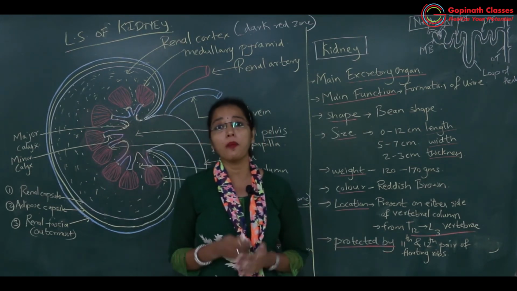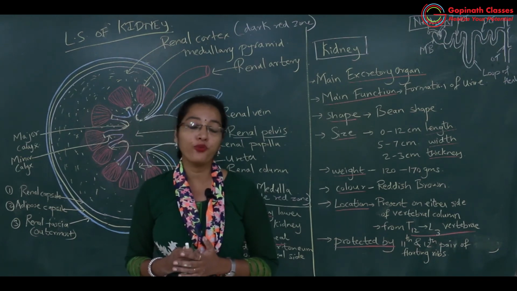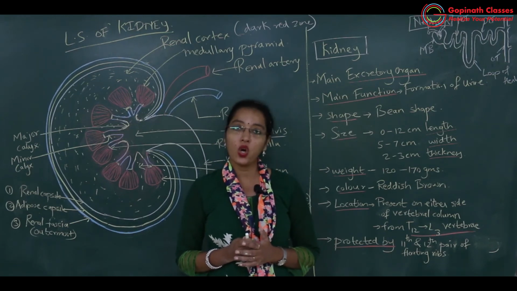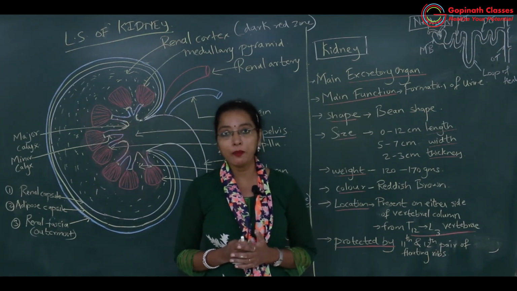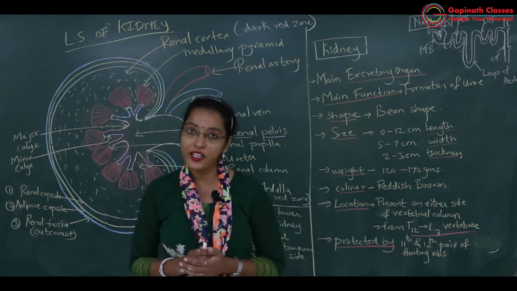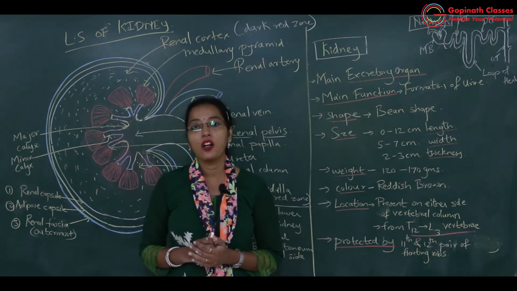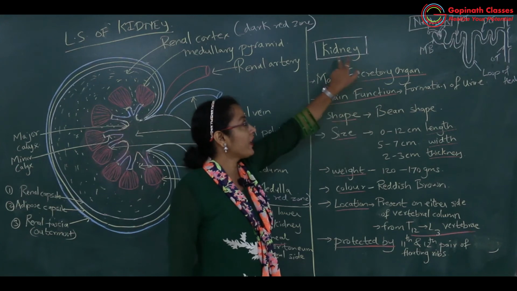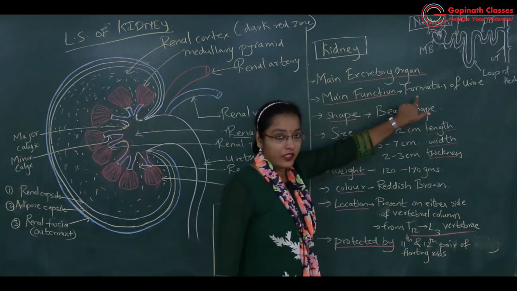Okay, so kidney is the main excretory organ as it is responsible for removal of harmful nitrogenous waste in the form of urea, uric acid or ammonia, depending upon which type of organism it is. In human beings, we are learning human kidney, so definitely what will be the main function of human kidney here? To excrete urea, because man is ureotelic. So the main excretory organ is kidney, and the main function of kidney is formation of urine.